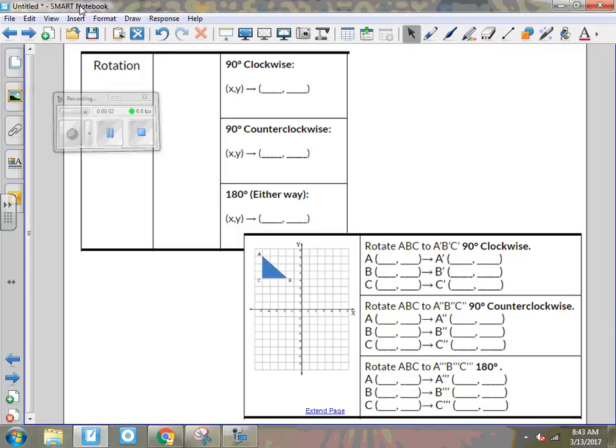Alright, so in our last video, we went over our first two transformations. We went over translation and reflection. In this video, we're going to go over rotation and dilation. So this is the back side of our note sheet.